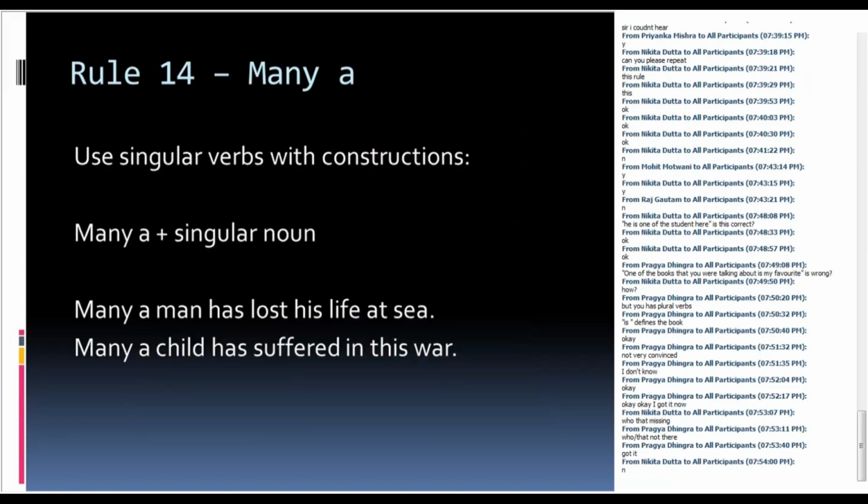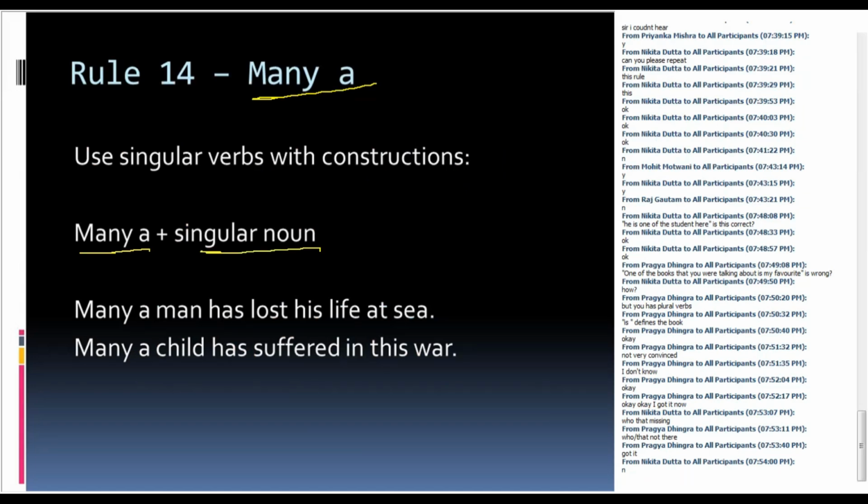14. Many sentences are constructed like this: many a. When you have many a, you'll always see that after many a, there will always be a singular noun.